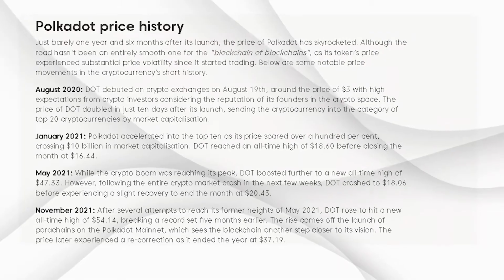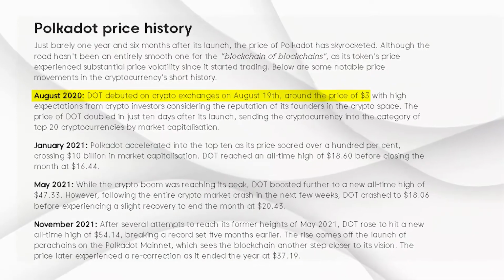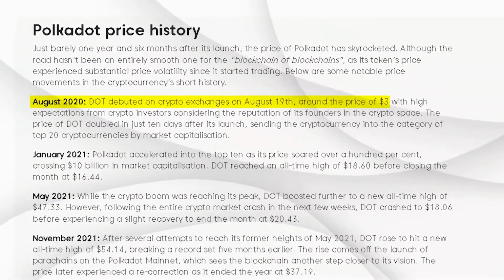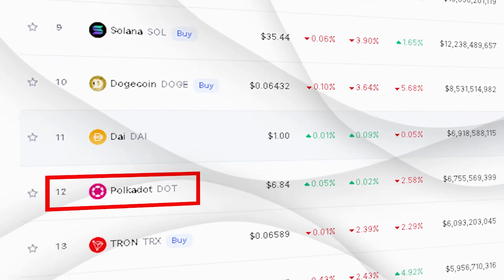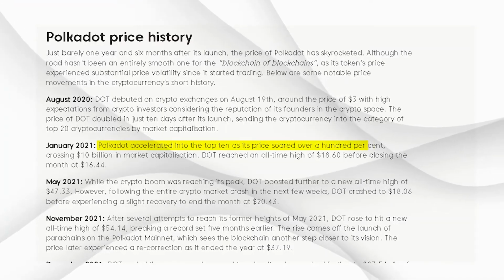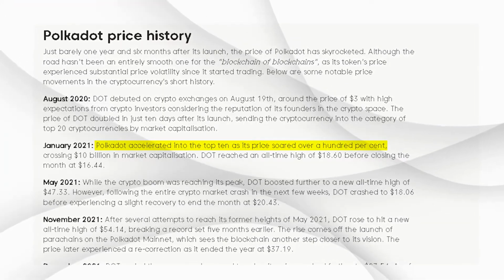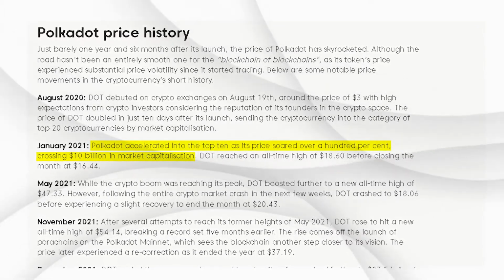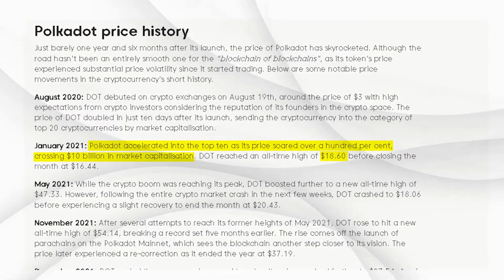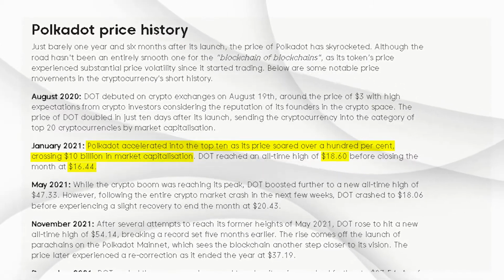Due to the popularity of its creators in the crypto world, DOT launched on crypto exchanges on August 19, 2020 at around the price of $3, with high hopes from crypto investors. In just 10 days after its debut, the price of DOT doubled, propelling the cryptocurrency into the top 20 cryptocurrencies by market capitalization. In January 2021, Polkadot shot into the top 10 when its price rose over 100%, hitting the $10 billion barrier in market capitalization. DOT hit an all-time high of $18.60 before settling at $16.44 at the end of the month.